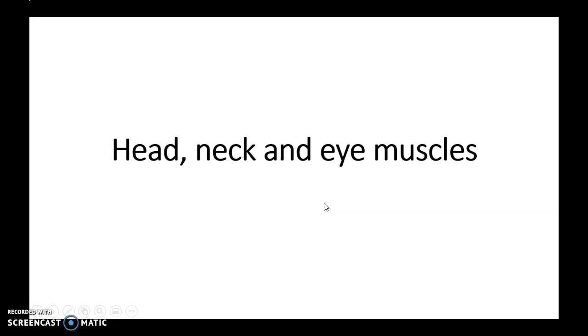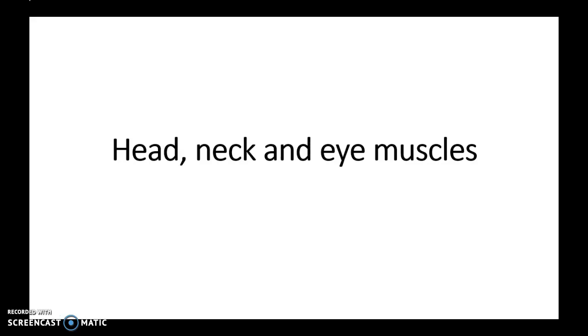Hi class. Today we are going to talk about head, neck and eye muscles. So if you look at the lab hit list for unit 4, it talks about the muscle names that you need to know on models, and also it talks about the origin, insertion and action of each muscle. Now what do you need to know for lecture and what do you need to know for lab?